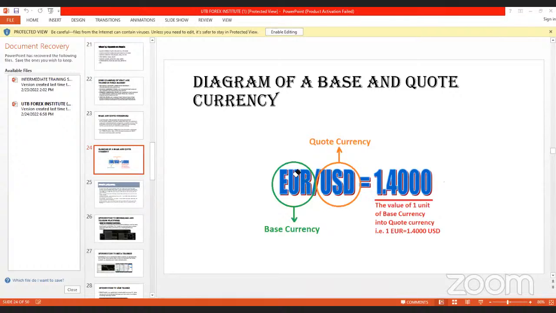So when you click sell in a currency pair like this, that means you're selling the base currency, and invariably you're buying the quote currency. If you click buy in a currency pair like this, you're buying the base currency and you're selling the quote currency.